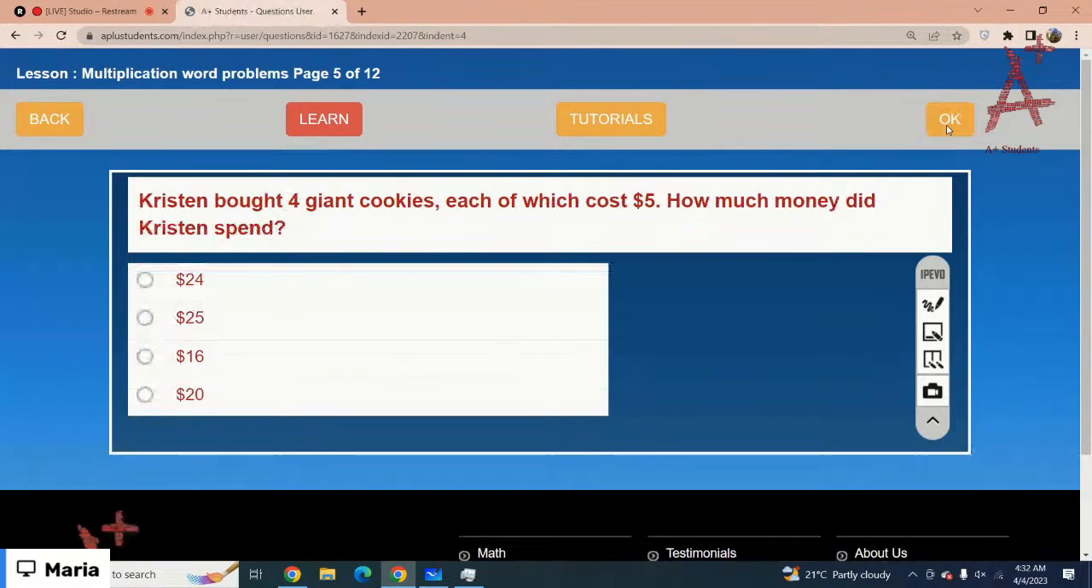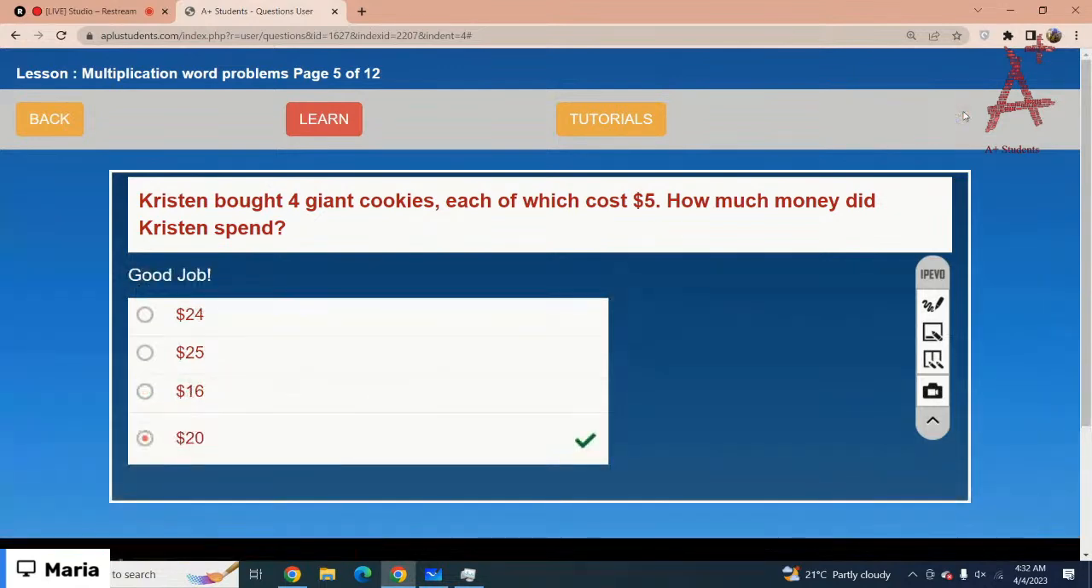Okay, Kristen bought four giant cookies, each of which cost $5. How much money did Christine spend? That means you have to do 4 times 5. Got it? 4 times 5 is 20. That means the total money Christine spent is $20. Got it?